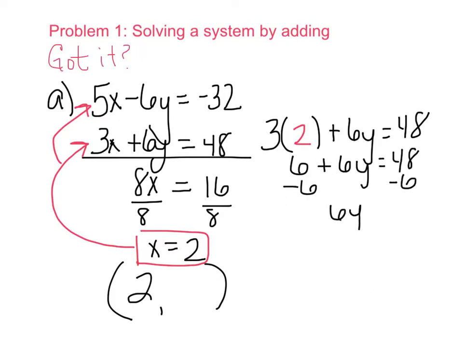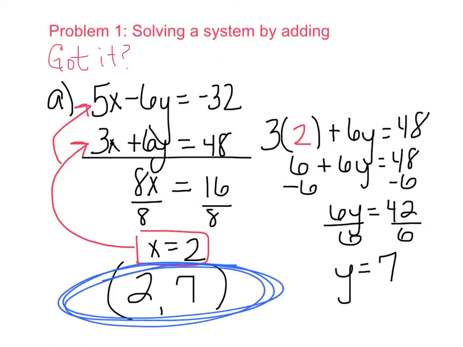Subtract 6. 6y equals 42. Divide by 6, and my y value is 7. So my answer is 2, 7. The value of x is 2, and the value of y is 7. If you wanted to check your answer, you could take both of those values and plug them in to either one of these equations, and they should both be true.